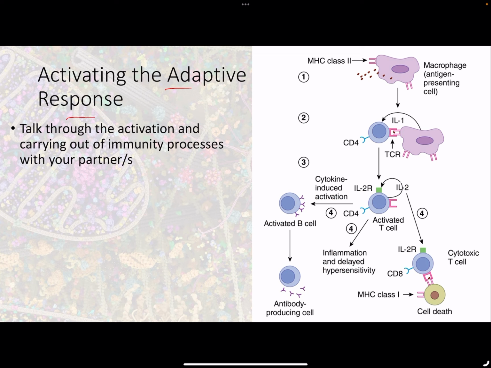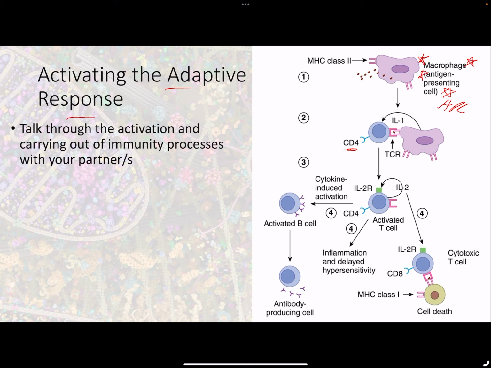When we activate the adaptive response, first we need what's called an antigen-presenting cell, or an APC. An antigen-presenting cell could be a macrophage or a dendritic cell. Those would probably be the two most common that do this. They're going to encounter a foreign invader out in the tissues, somewhere out in the blood, and then they're going to engulf that, break it down, and take it back to the lymphatic system, to the lymph node, where they're going to interact with a helper T cell. And that is our CD4 cell. So that CD4 cell is our helper T cell.